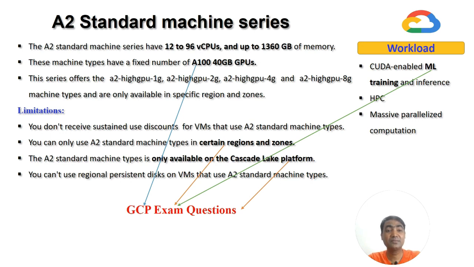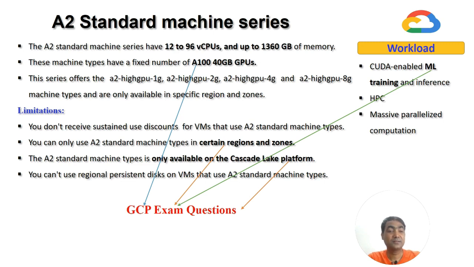This instance type has a fixed number of 40 GB GPUs. This series offers A2 high GPU 1G, A2 high GPU 2G, A2 high GPU 4G, and more machine types, which are only available in specific regions and zones. All regions and zones are not available for this A2 standard machine series.